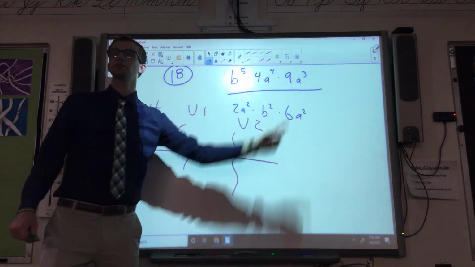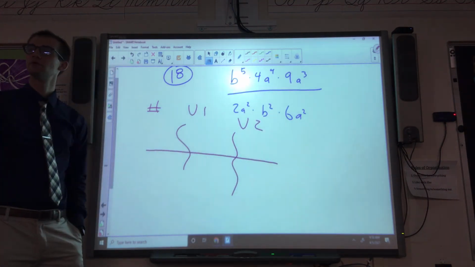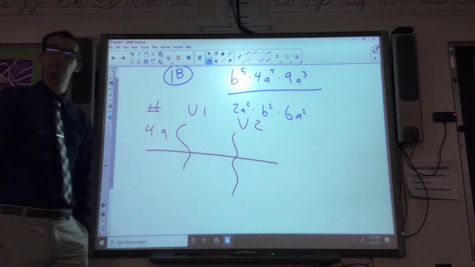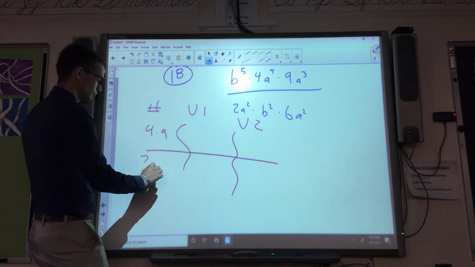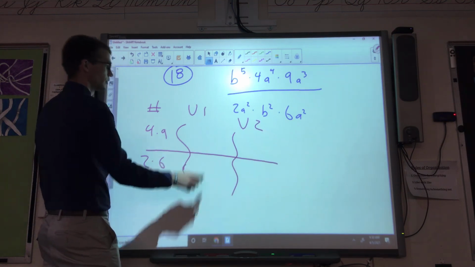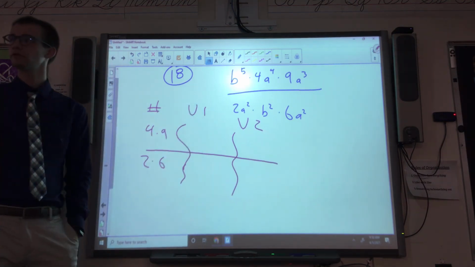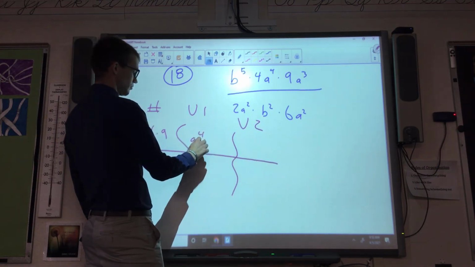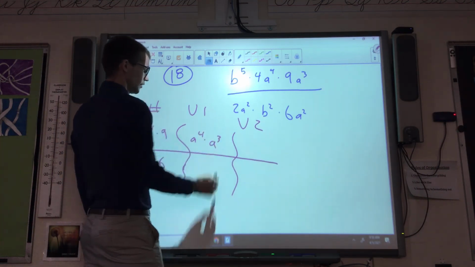Numbers, which numbers do we have on the top? 4 and 9. What numbers do we have on the bottom? 2 and 6. Variable 1, let's go A. What A's do we have on the top? A 4. A to the third. What A's do we have on the bottom?